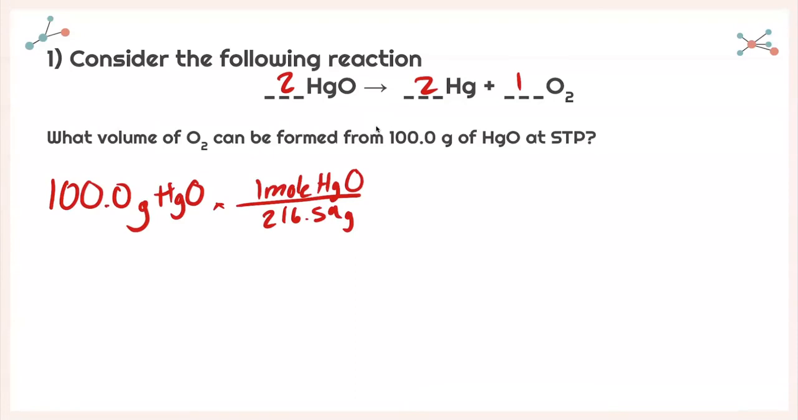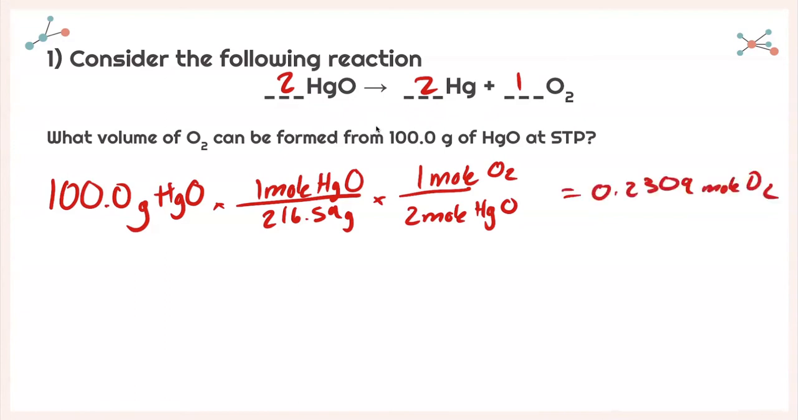But I can do another step here. If I look at my balanced equation, that gives me a mole ratio. So I can go from moles of mercuric oxide into moles of oxygen gas. I just use my balanced equation and say, for every 2 moles of mercuric oxide, I'm going to get 1 mole of oxygen gas. And plugging all of that into my calculator, I end up with 0.2309 moles of oxygen gas. We have moles, but we need to find volume.